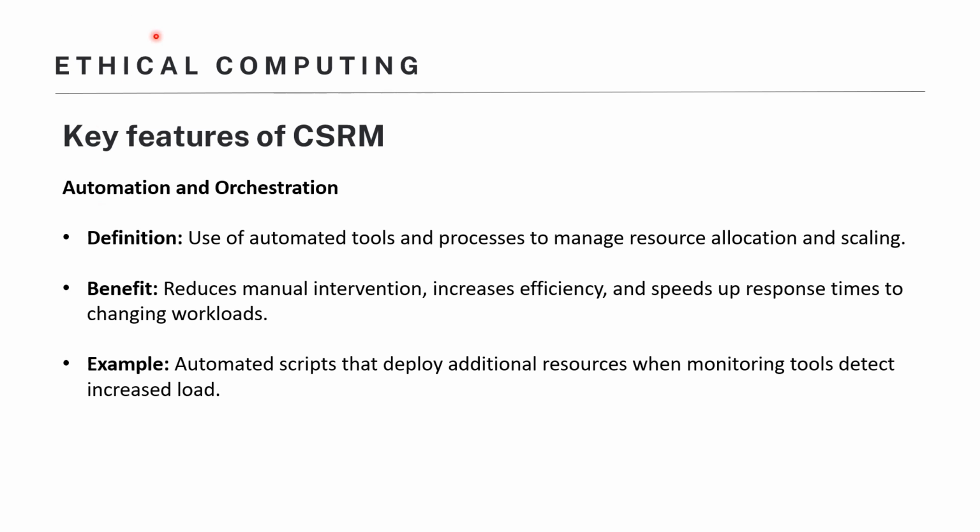An example would be an automated script that deploys additional computing resources when monitoring tools detect increased demand. As traffic spikes up, new resources are added seamlessly, and that is executed via script, not by human intervention. So automation allows cloud systems to be more responsive, more efficient, more scalable, and of course, makes it essential for handling dynamically changing workloads.